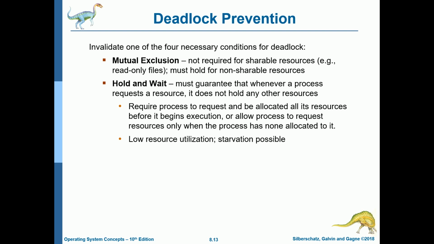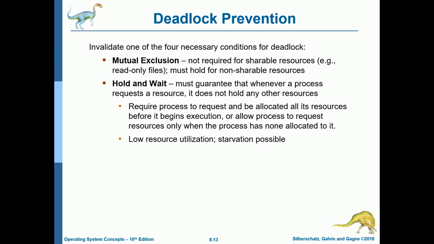An alternative protocol allows a thread to request resources only when it has none. A thread may request some resources and then use them. Before it can request any additional resources, it must release all the resources that it is currently allocated.